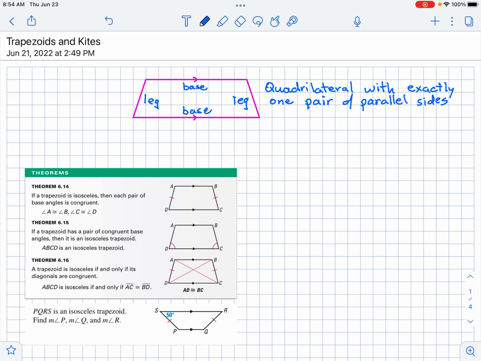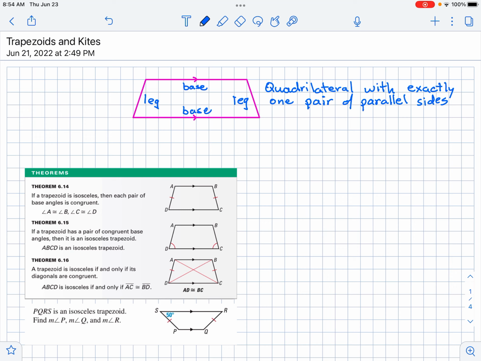Okay, now if these legs are of equal length, then you have an isosceles trapezoid. So not all trapezoids have the same length of legs. This one does, and this is an example of an isosceles trapezoid.